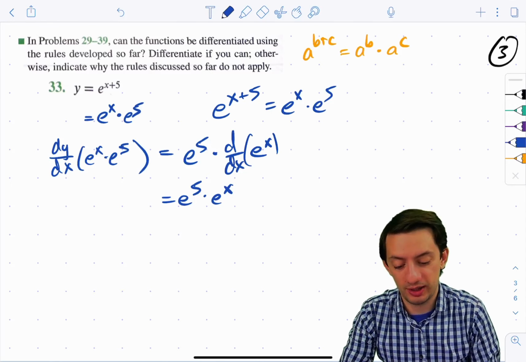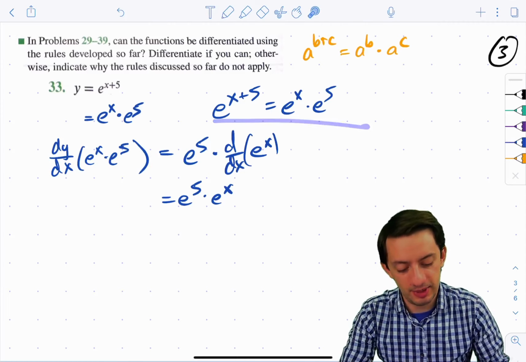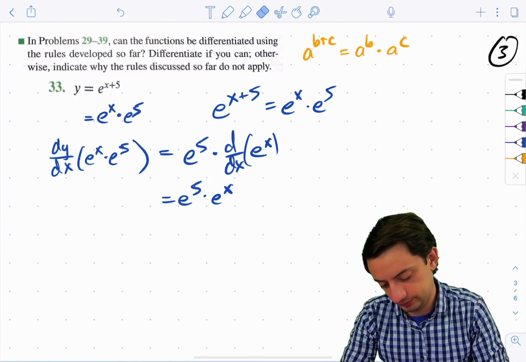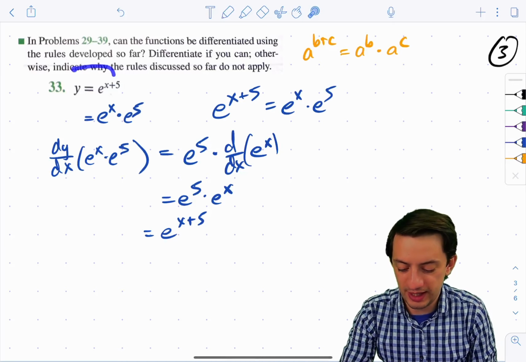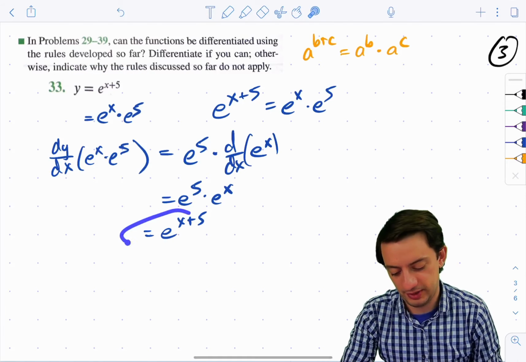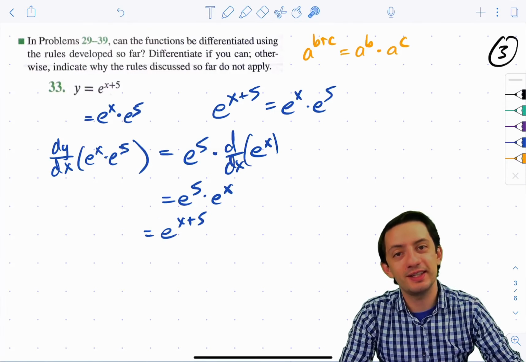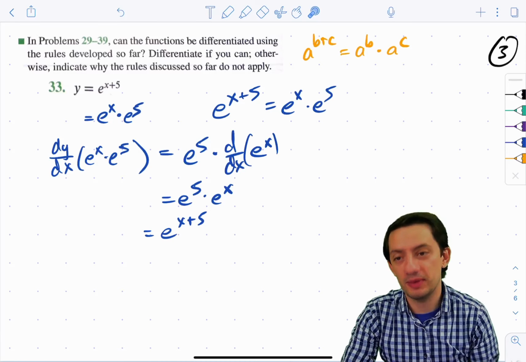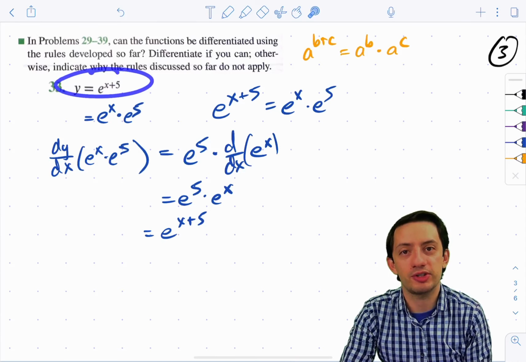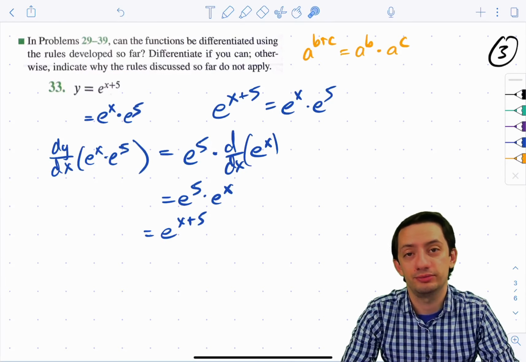Now if we want, we can apply this rule and stick them back together, and see that the derivative of e to the x plus 5 is e to the x plus 5. So e to the x is its own derivative, and I said that was a rare thing, and it is. But it follows from that that this closely related function, e to the x plus 5, is also its own derivative.